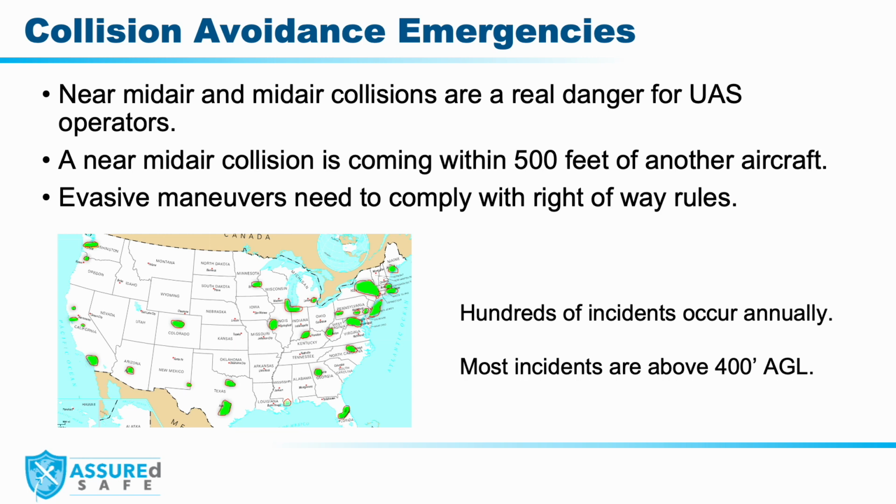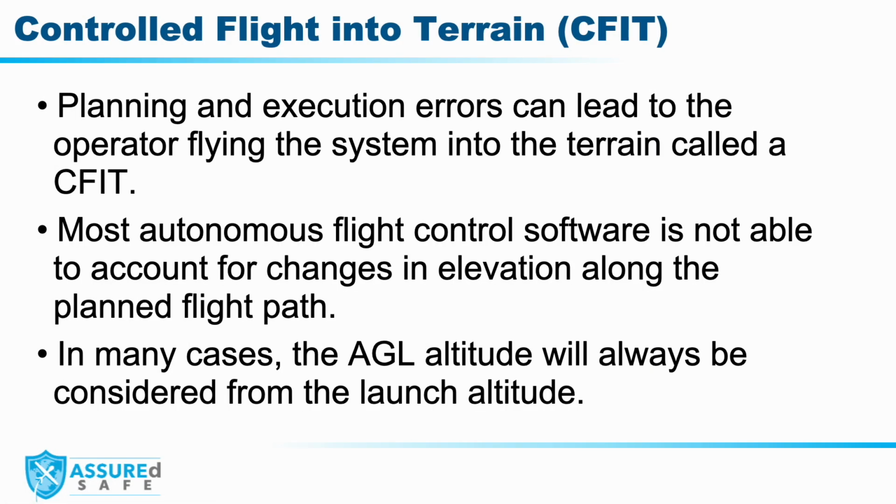A risk decision needs to be made if it really is necessary to fly above 400 feet. Also, in accordance with Part 107, typically a waiver is required to fly above 400 feet commercially. Planning and execution is the starting point to preventing a controlled flight into terrain, or CFIT, event. Following procedures and rules are critical.